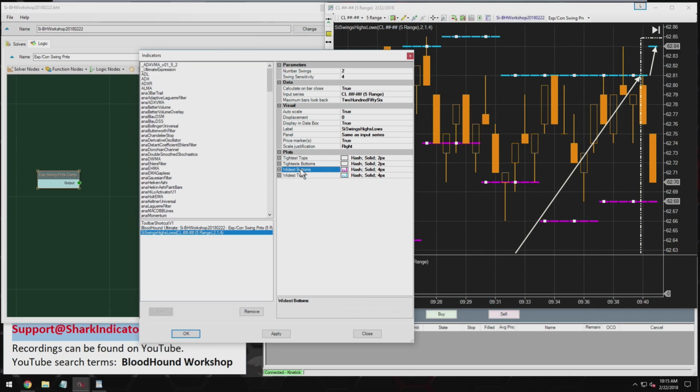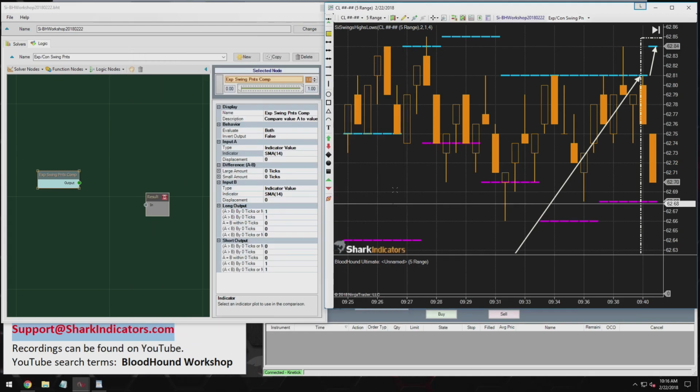Right? So basically this is the highest high swing and this is the lowest low swing. If you're not familiar with this indicator, the swings, highs, lows indicator, you can find it in our documentation, and there's a little video for it. All right, so that's a quick introduction to the indicator that we're using.